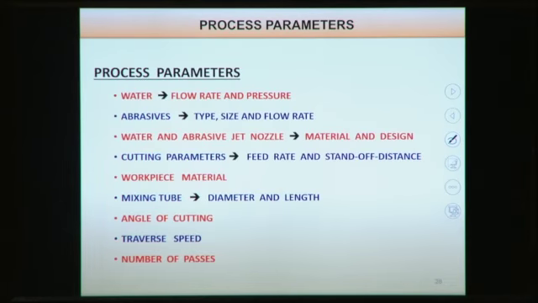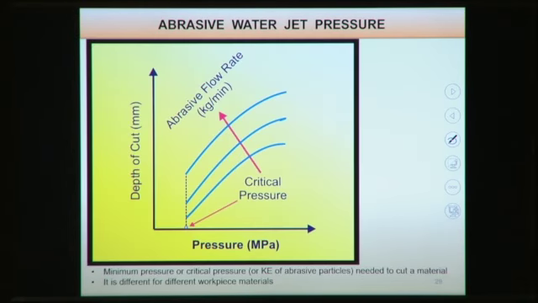Then process parameters, which we have already discussed. For water, the process parameters are flow rate and pressure. For abrasive: type, size and flow rate. Water and abrasive water jet nozzle: material and design. Cutting parameters are feed rate or traverse speed, stand-up distance, workpiece material. Mixing tube diameter and mixing tube length are also important parameters. Angle of cutting, traverse speed and number of passes are also important parameters. One by one we shall discuss all these parameters here.